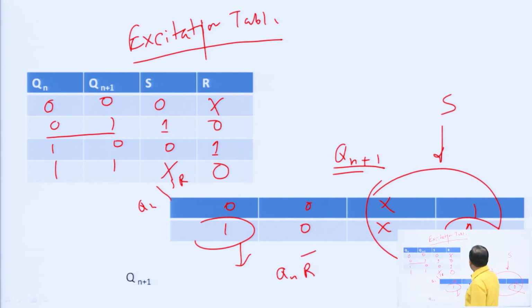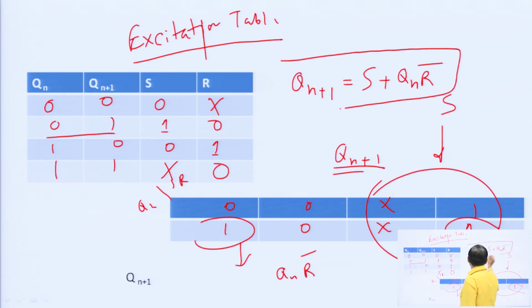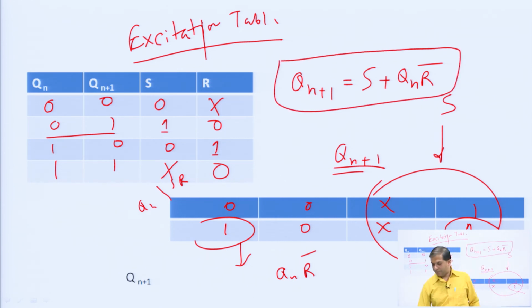So the final equation of the SR flip flop is Qn plus 1 equals S plus Qn R bar. This is the final design of the SR flip flop. Thank you.